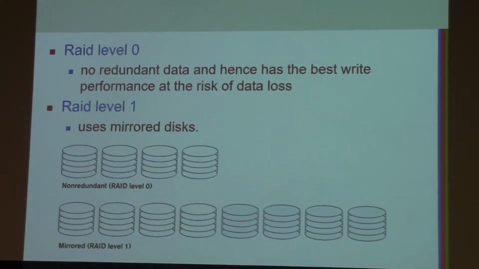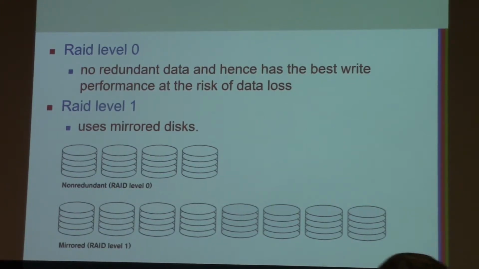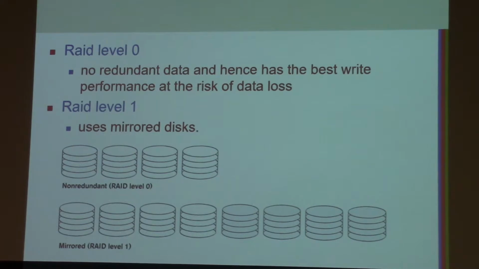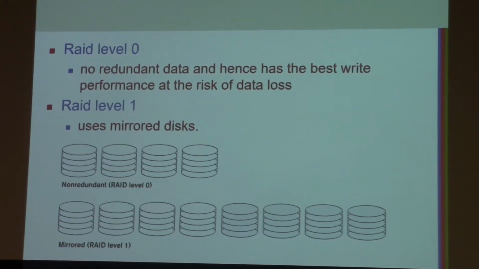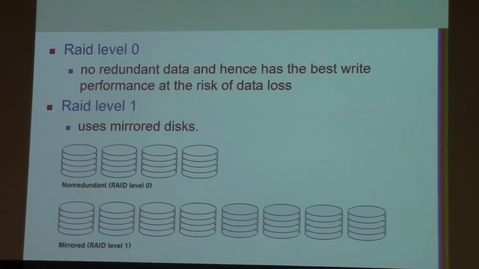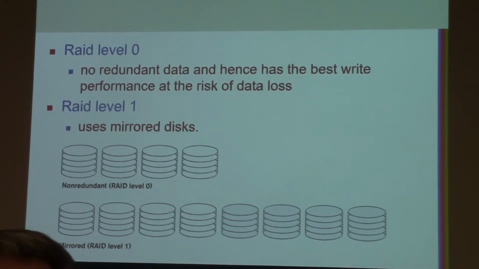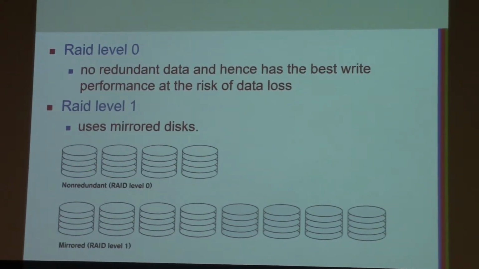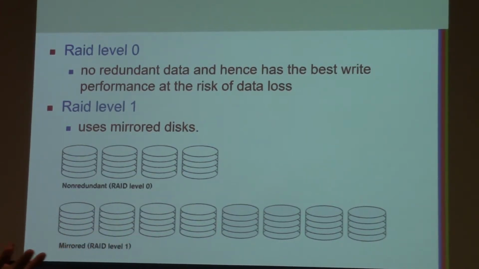RAID 1 is mirrored. What is a mirror? The same copy. Why? Reliability. In case we lose the hard disk, as I said, the hard disk drive itself involves a lot of mechanical operation, so it may be damaged easily. In case we lose the data, we recover with the mirrored copy. But the problem is utilization. What is the utilization of the mirrored?